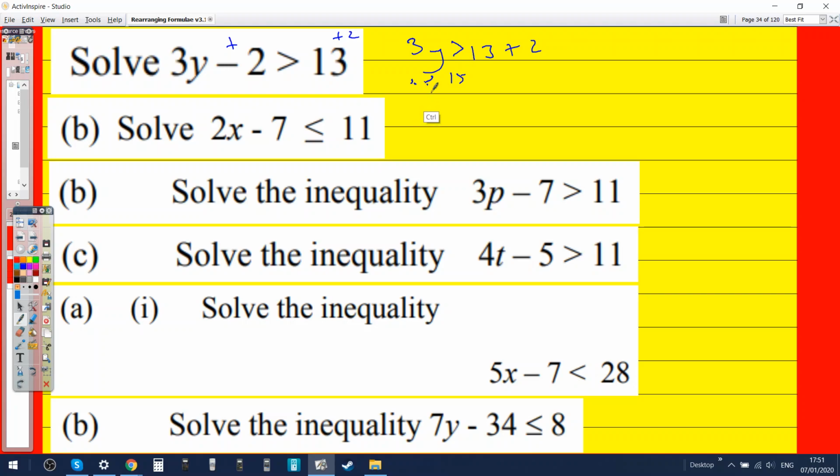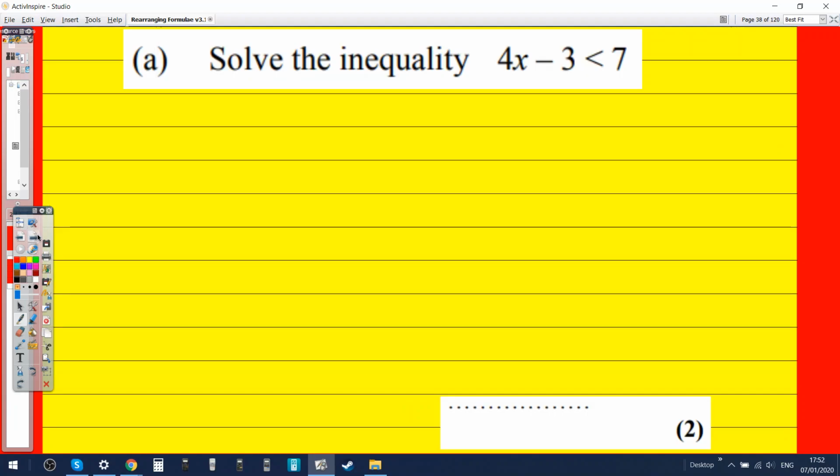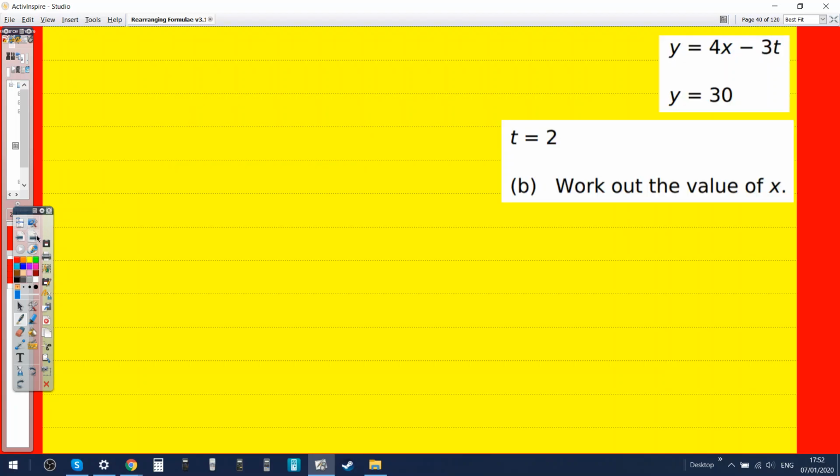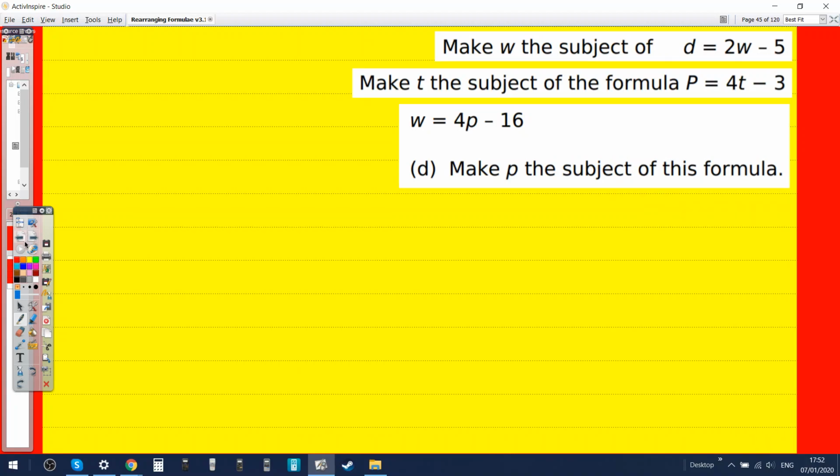So 3y is greater than 15. Yeah. And we want just y. If you divide it by 3, so is it 5? Yeah, it's 5. Okay. So these are very similar. Okay. These ones are okay.